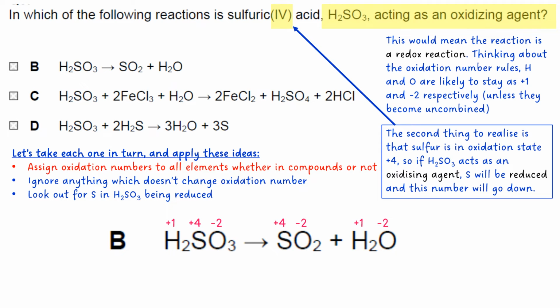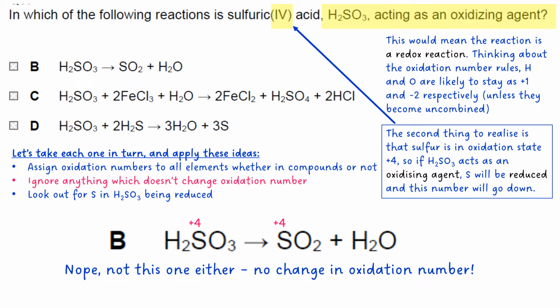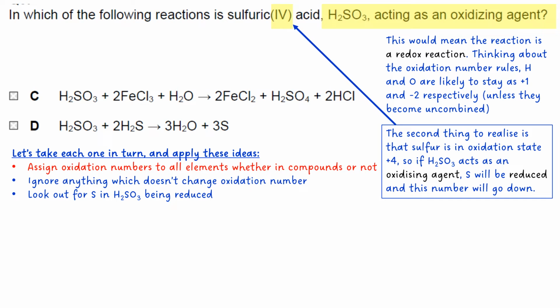So the same thing again, assign all the oxidation numbers, and then ignore anything which doesn't change oxidation number. Well, you can see straight away that the sulfur doesn't change in oxidation number either up or down. So this isn't actually necessarily a redox reaction. It looks more like a decomposition actually. So H2SO3 just breaking up into SO2 and H2O. So that eliminates that one.